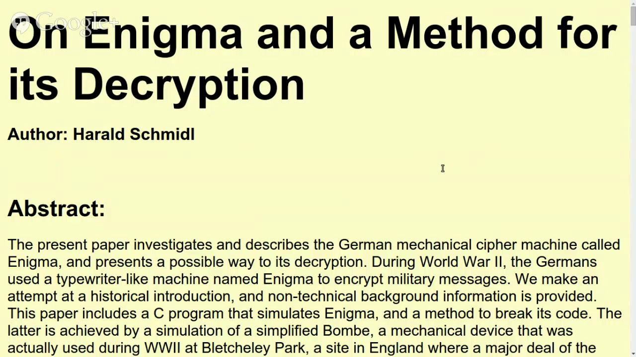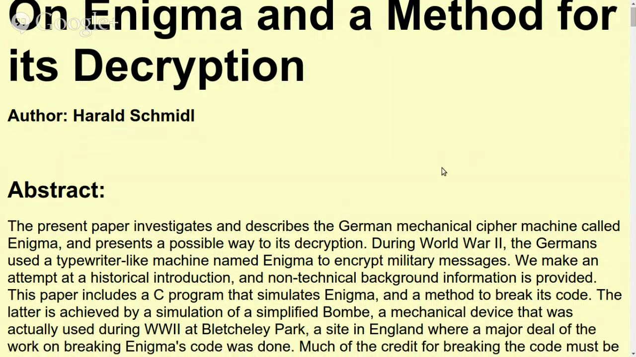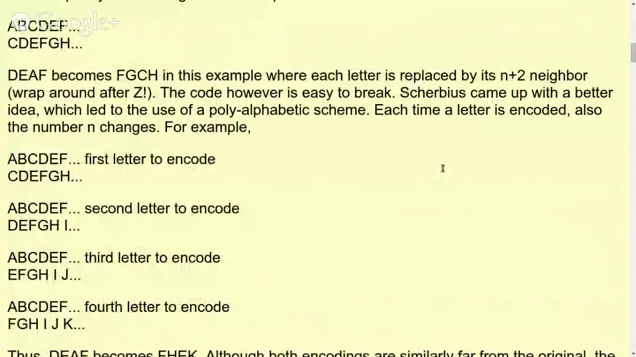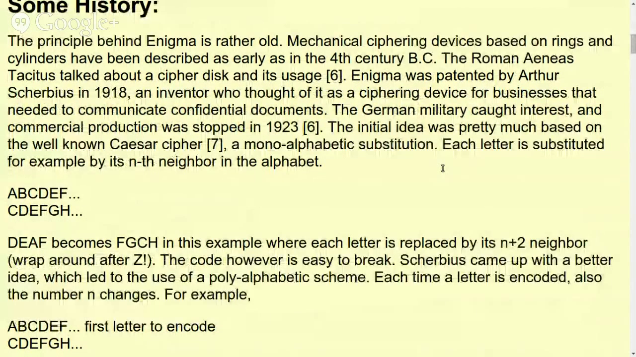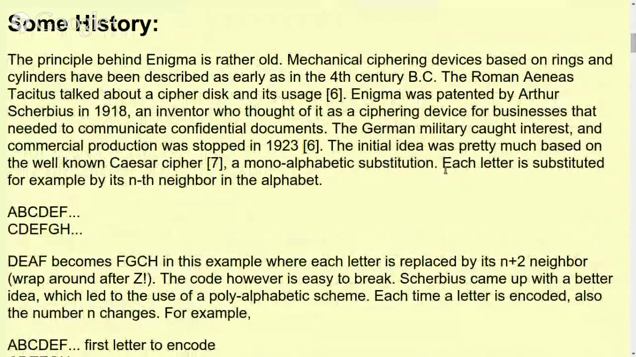I'll start with this article and explain how the polyalphabetic scheme works. As mentioned here, the machine is based pretty much on the Caesar cipher. This is a monoalphabetic substitution, which means that you substitute one letter for another letter.